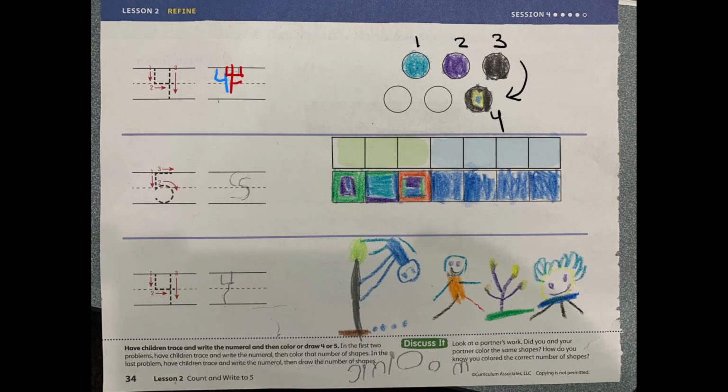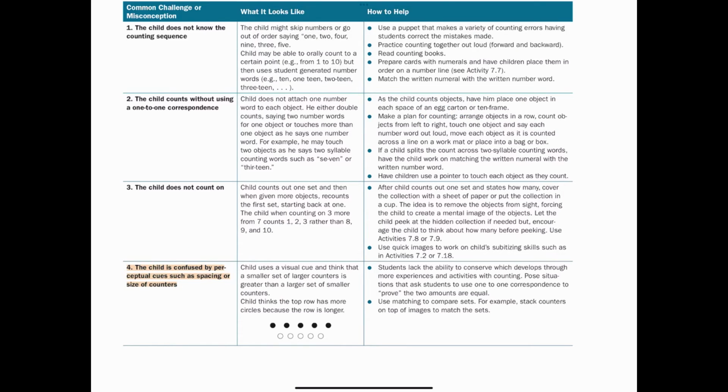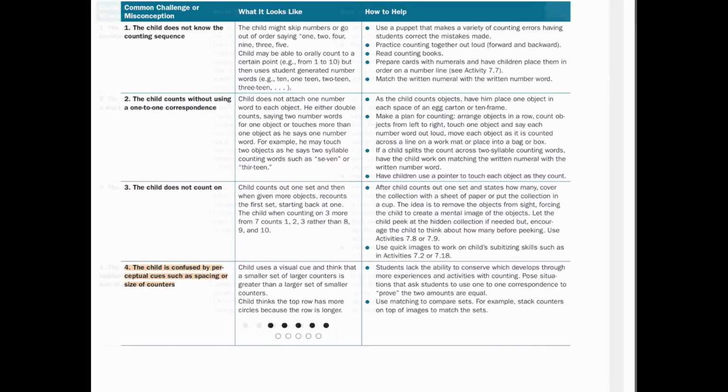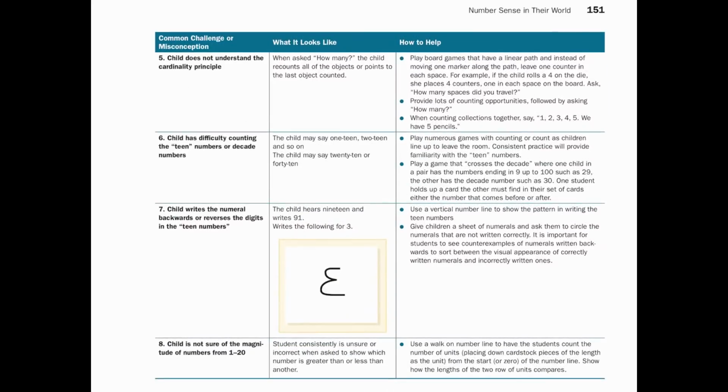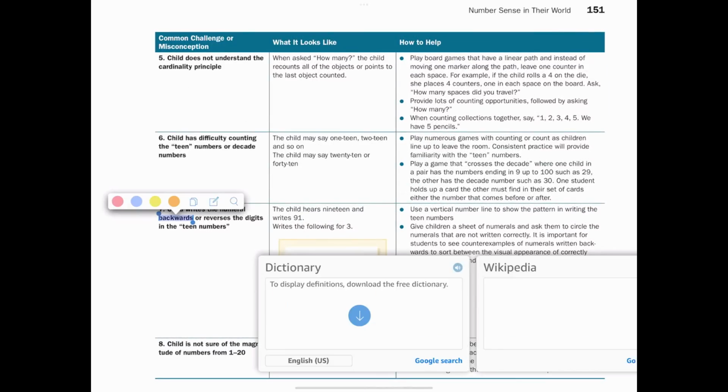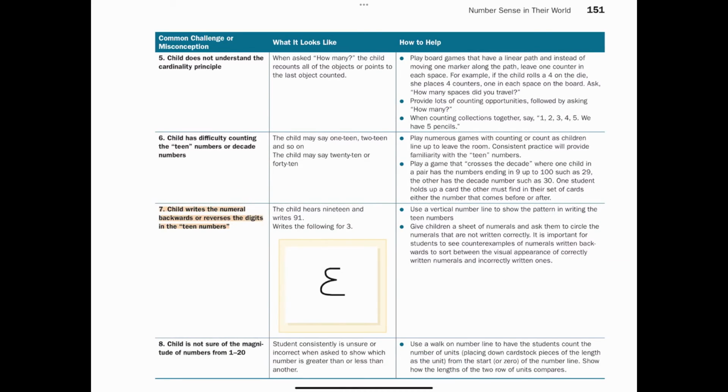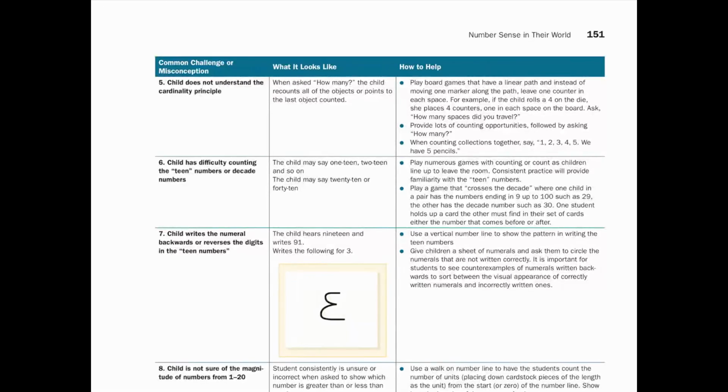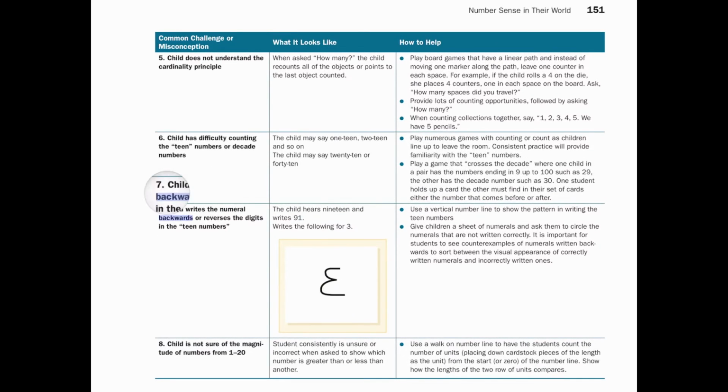This reminds me of the fourth misconception in early number concepts from the Van de Walle text. It says, the child is confused by perceptual cues such as spacing or size of counters. However, instead of the spacing of the units, it's the similarity to a manipulative that usually represents 10. Another misconception is their representation of 4. The child writes the numeral backwards or reverses the digits in the teen numbers.